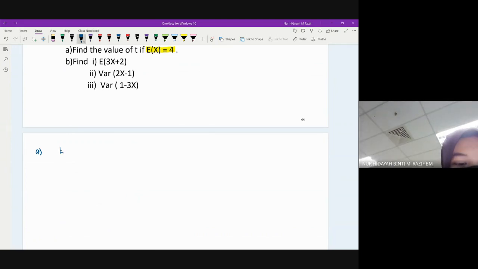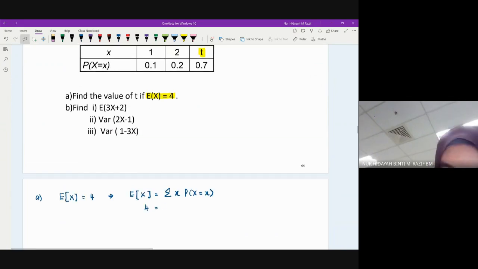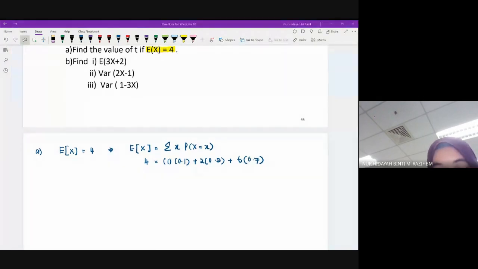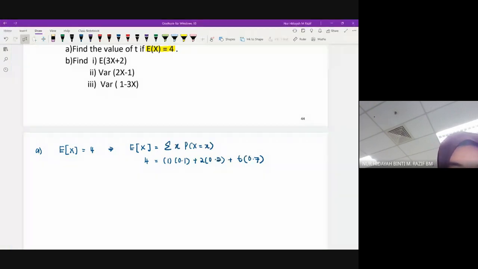Tengok soalan A. Kita tahu the expected value of X adalah sama dengan 4. Jadi using the formula, expected value of X will be equal to the summation of X darab dengan probability X is equal to X. You are going to get this is actually 4, and that should be equal to 1 times 0.1 plus 2 times 0.2 plus T times 0.7. So selesaikan saja, simplify your working and kita dapat 0.5 plus 0.7T, that should be equal to 4.